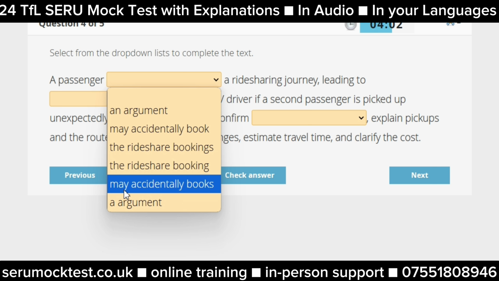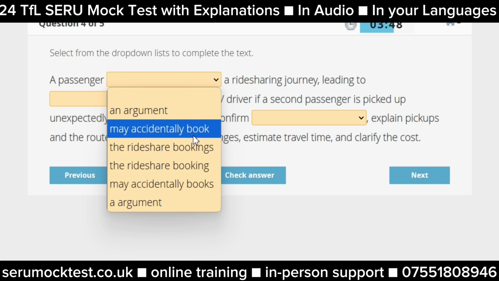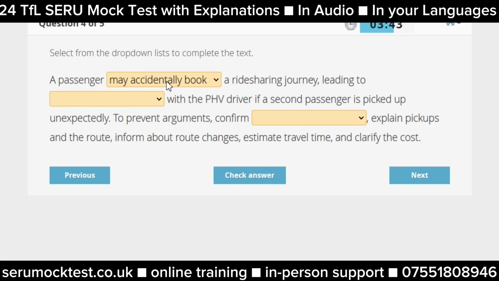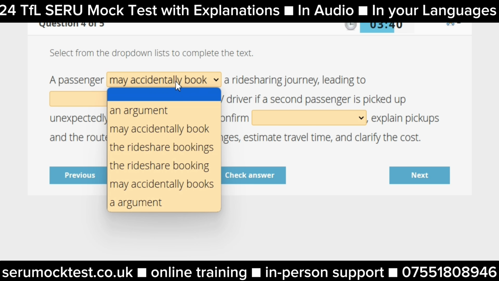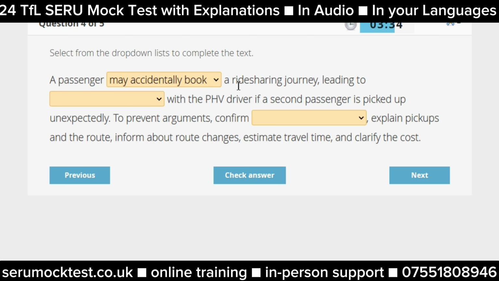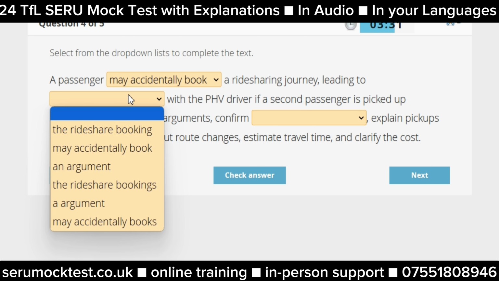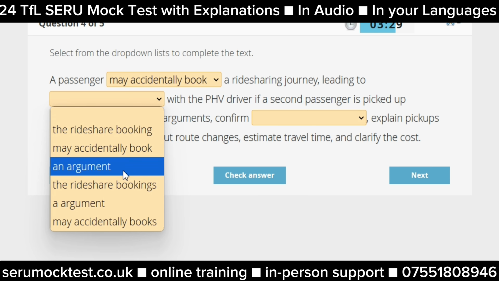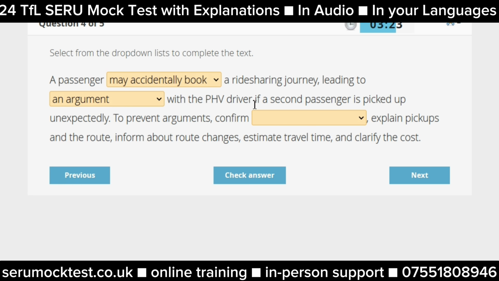May accidentally books. You have may here, which is a modal verb. So when we go onto the verb, it cannot be with an S. It has to be the base form of the verb. So we are going to use may accidentally book. This is what we are going to use. And then a ride sharing journey leading to a argument. We know a is a vowel, and before a vowel we have to use an.